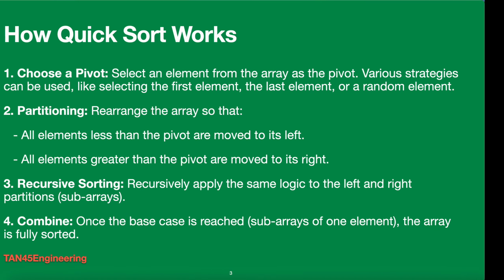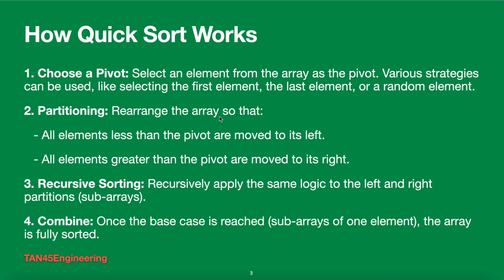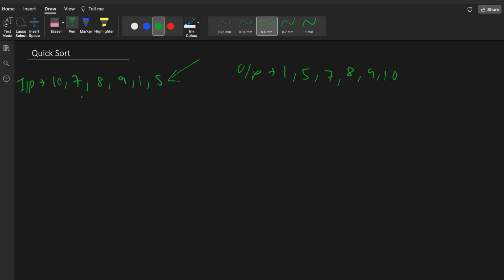Now partition: rearrange the array so that all elements less than the pivot move to its left, and all elements greater than the pivot move to its right. We will follow a strategy. In the first pass we pick the pivot, 5 is our pivot. One by one we'll compare 5, our pivot, to all the rest of the elements. If the element is less than 5, we'll move it to the start, otherwise to the end.